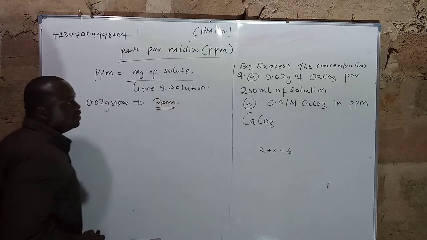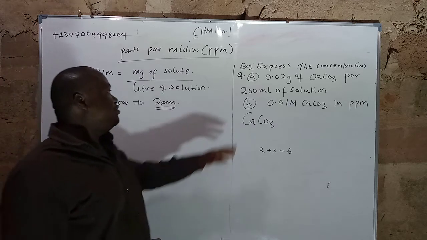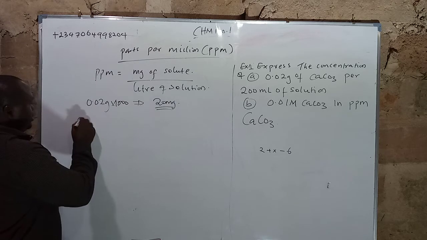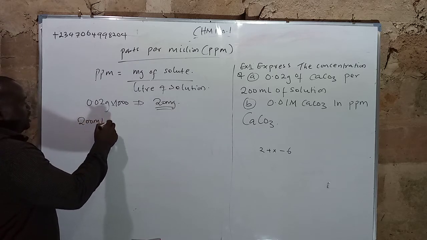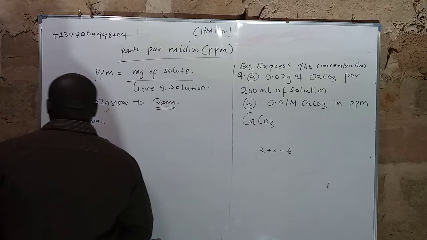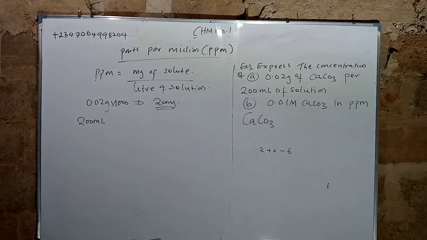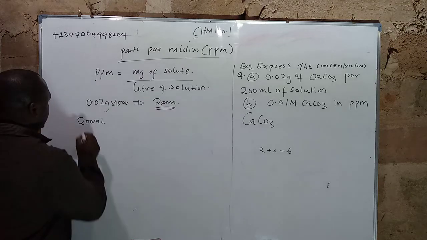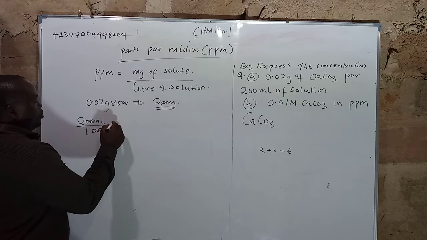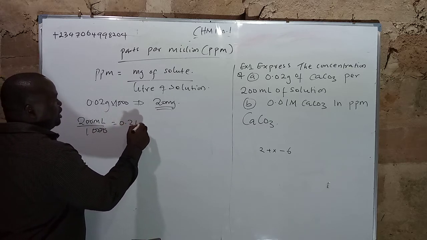milligrams. Now, you already have from the equation 200 milliliters, and you want to convert it to liters. If you want to convert 200 milliliters to liters, all you need to do is divide by 1000. So this will be 0.2 liters.